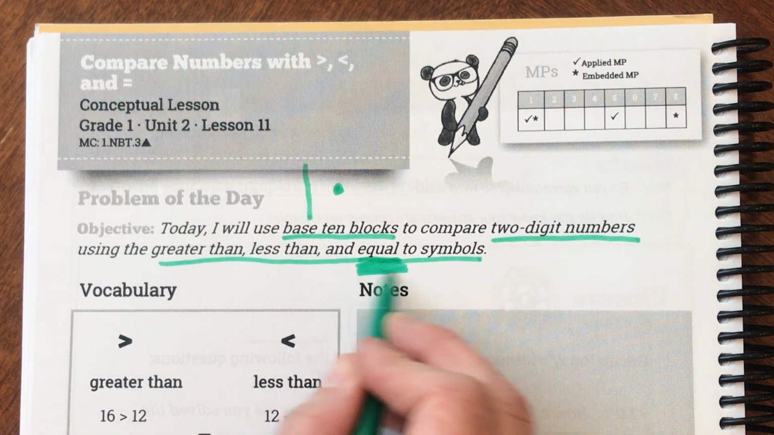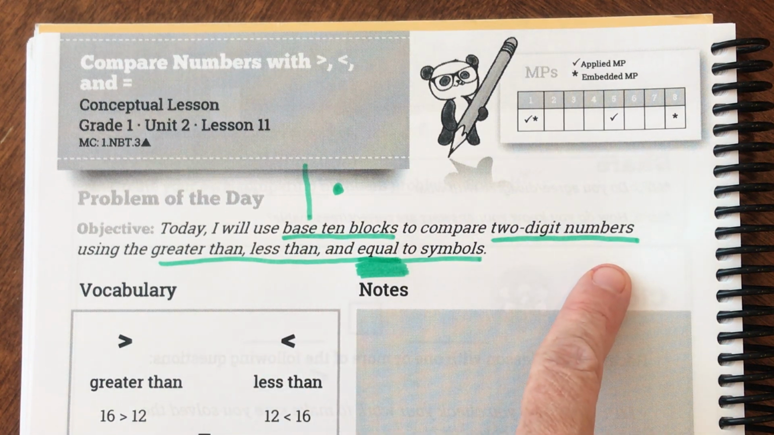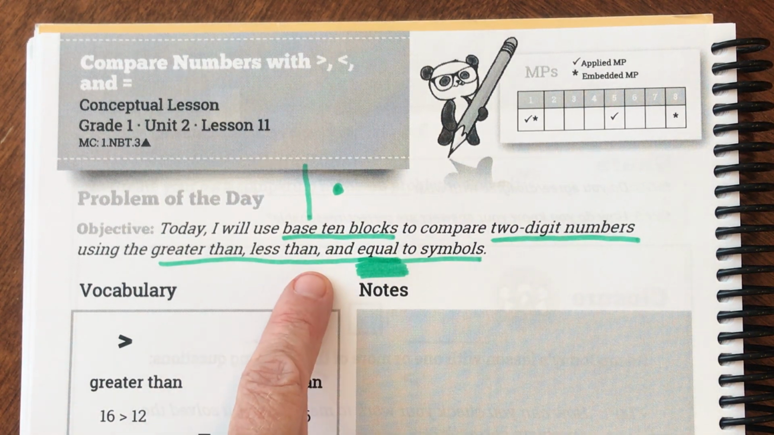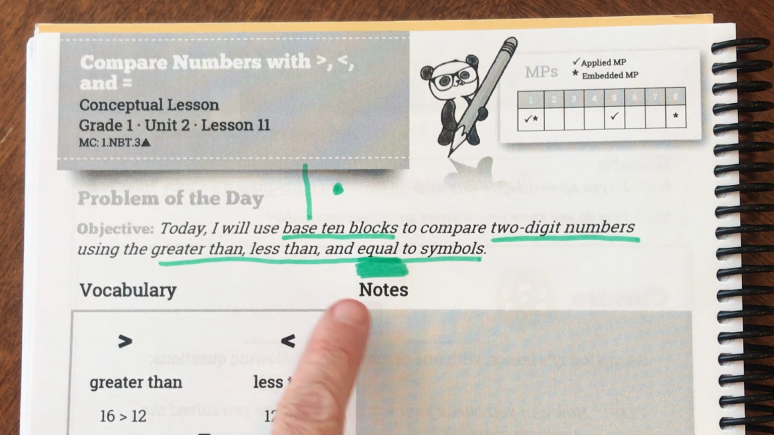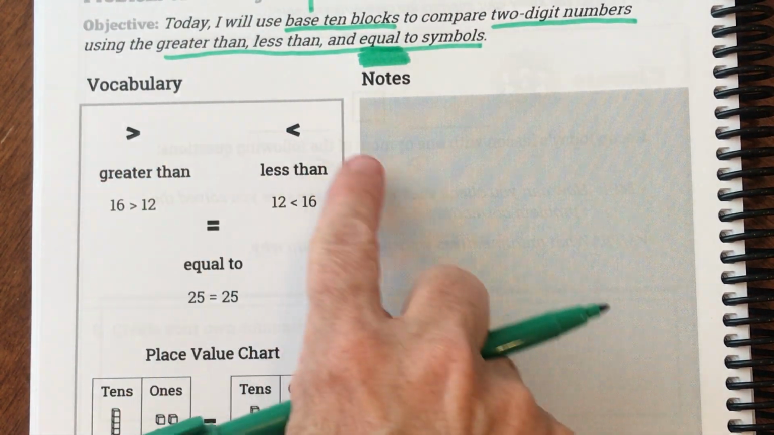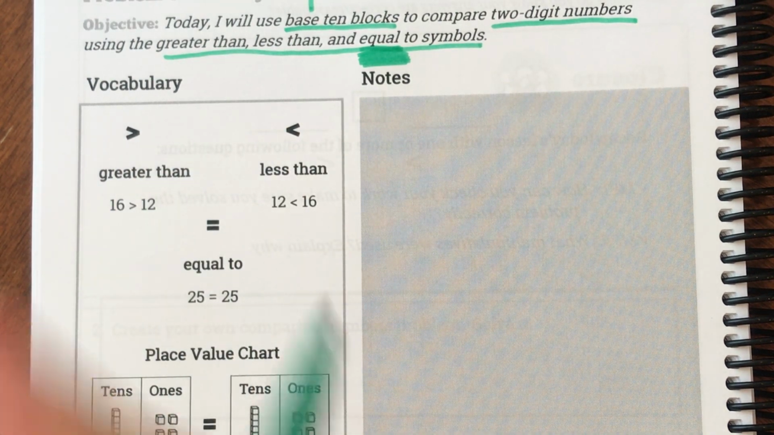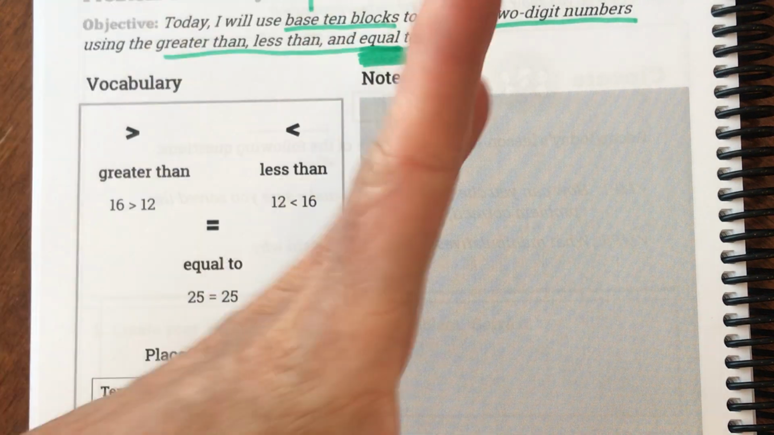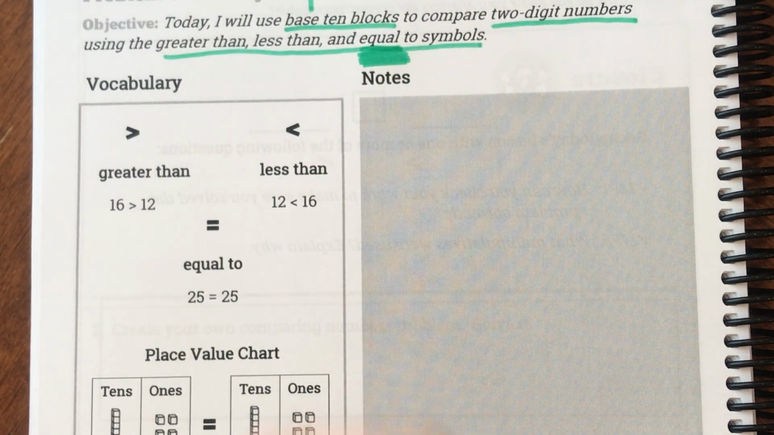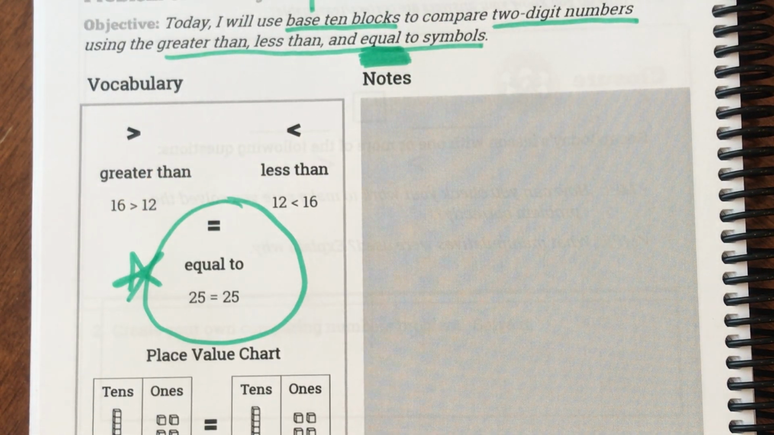Ooh, friends, here's our new part today. So we've been using our base 10 blocks, and we've been using two-digit numbers with our greater than and less than symbols, but now we're having a new symbol called equal to. So let's look at our vocabulary. Here were the two symbols we've been using, greater than and less than. And remember, when we think of those symbols, we think of our alligator going to grab the bigger one. His mouth is going to open and grab it. But here is our new symbol, equal to. Equal to means they're the same. They have the same value.